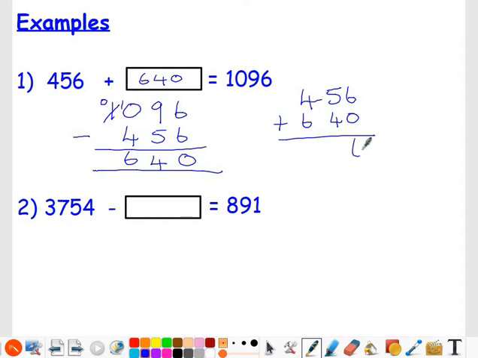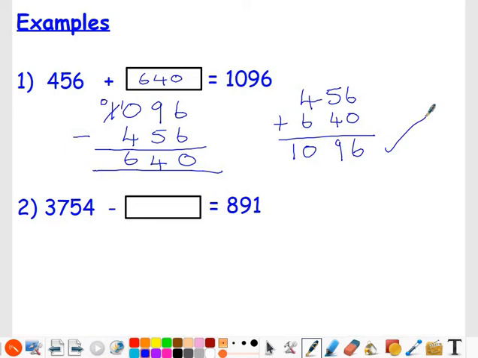So 6 add 0 is 6, 5 add 4 is 9, 4 add 6 is 10. So we are correct. Our total is 1096. Moving on to number 2 then. 3754, take away something equals 891.